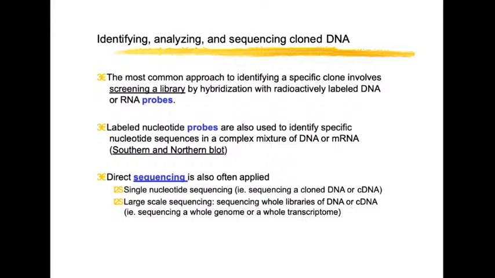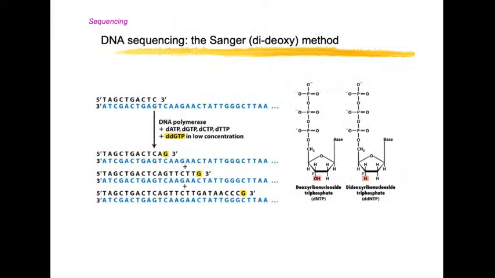Then identifying, analyzing and sequencing clones. The most common approach to identify specific clones involves screening a library by hybridization with radioactively labeled DNA or RNA probes. Labeled nucleotide probes are also used to identify a specific nucleotide sequence, like we have discussed with Southern and Northern blotting. Direct sequencing is also often applied to check your libraries of DNA or cDNA.